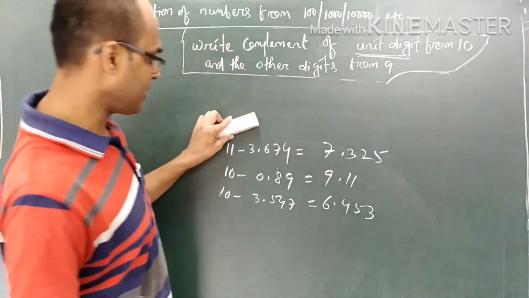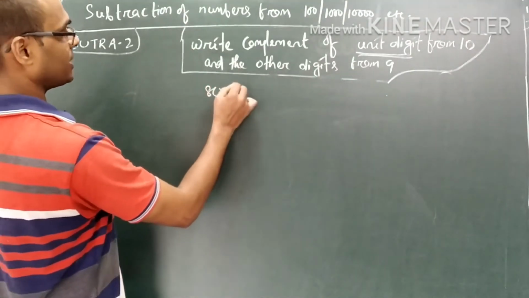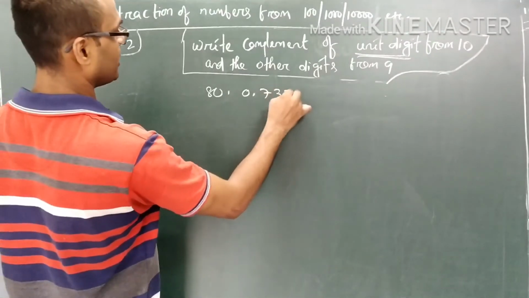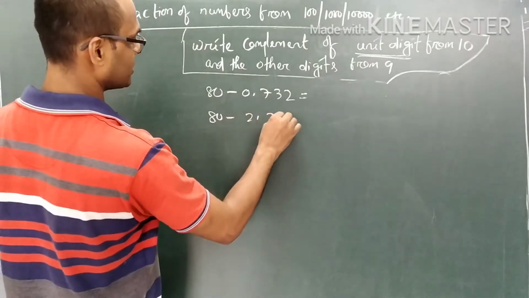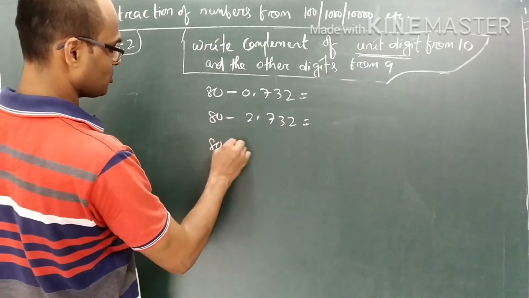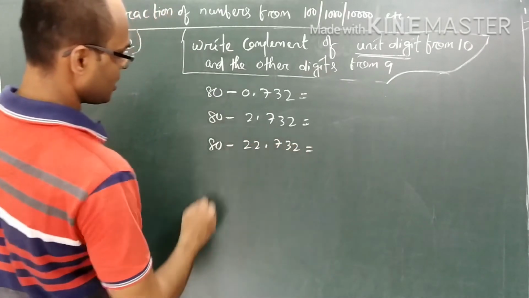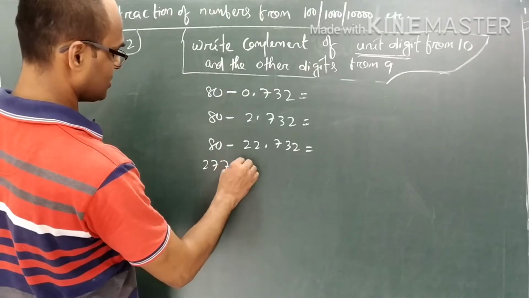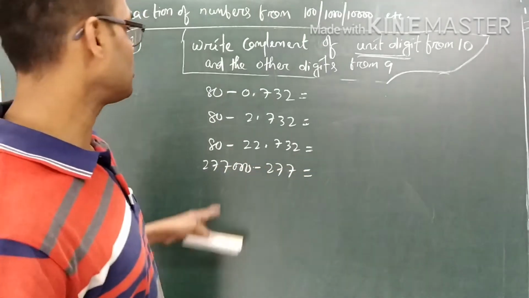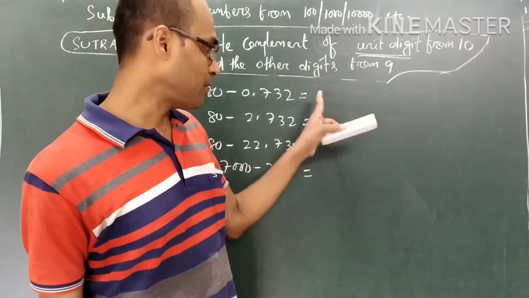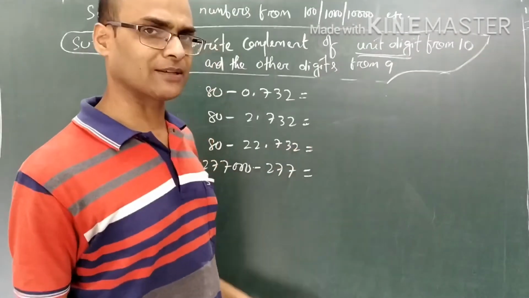Now it's time for you to simplify some questions. For example, suppose 80 minus 0.732, 80 minus 2.732, 80 minus 22.732, and suppose 277000 minus 277. These 4 questions you have to find out. Please pause the video, simplify these, and then compare with my answer.